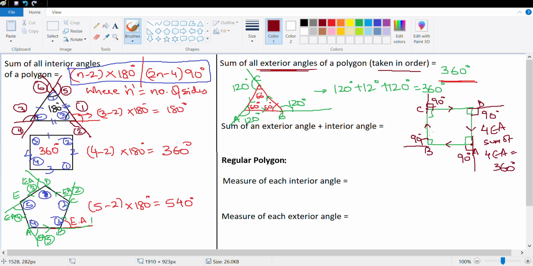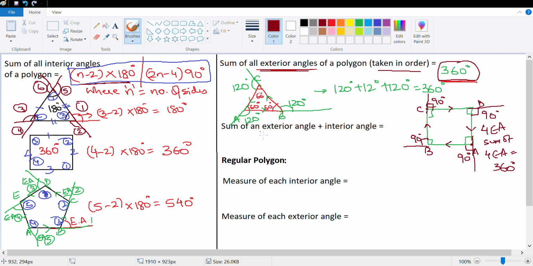I'm giving you examples where all angles are equal. Well, in case I take an isosceles triangle or a scalene triangle, the angles will be different. So sum of all exterior angles is 360 degree. Sum of all interior angles is given by the formula n minus 2 into 180 degree.